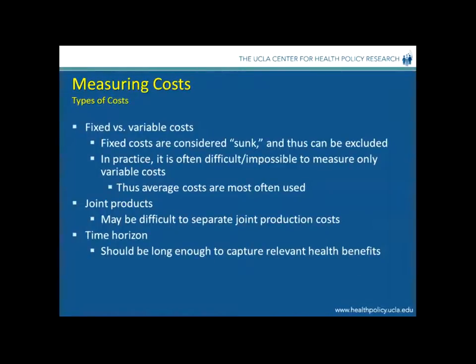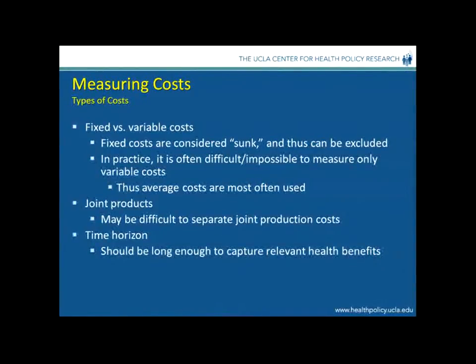Joint products: it may be that an organization is doing a lot of different things as part of an intervention, and it's hard to separate the intervention costs from the other things that are being done simultaneously. So you want to separate them if you can. In some cases, it's difficult to do.